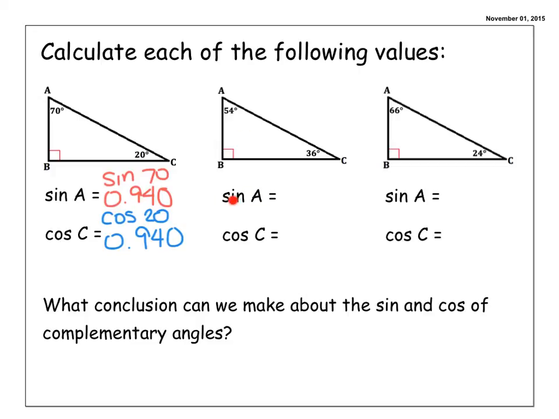I want to find the sine of angle A. So I'm going to do sine of 54 on this one. So sine of 54, close parentheses, and that gives me 0.809.